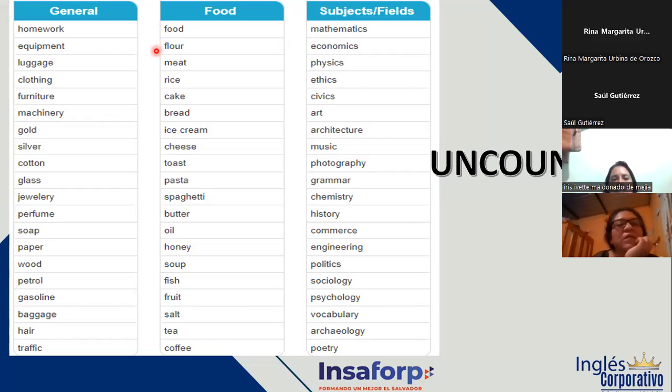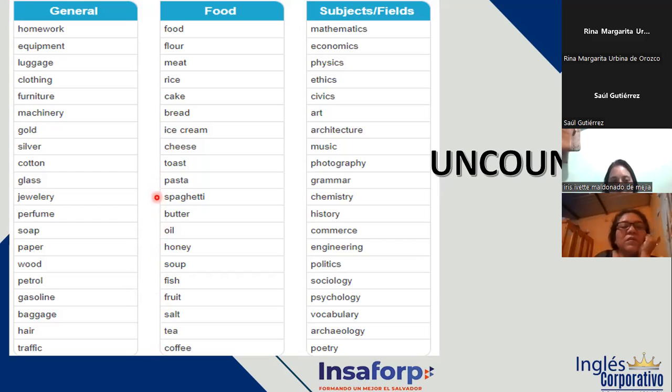Food, floor, meat, rice, cake, bread, ice cream, cheese, toast, pasta, spaghetti, butter, oil, honey, soup, fish, fruit, salt, tea, and coffee.